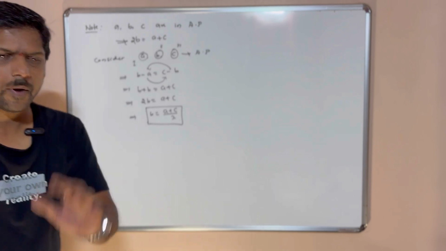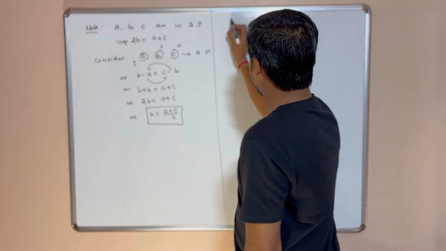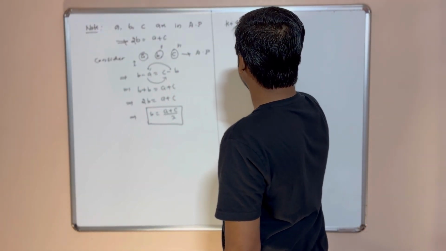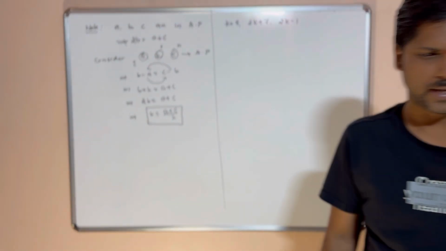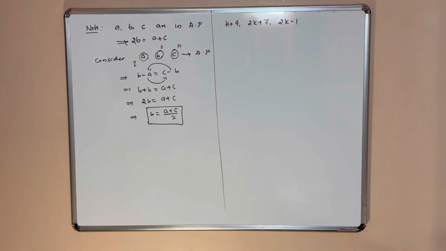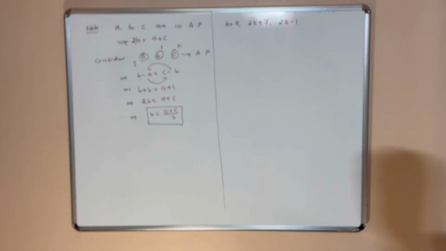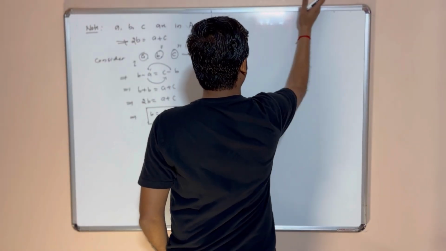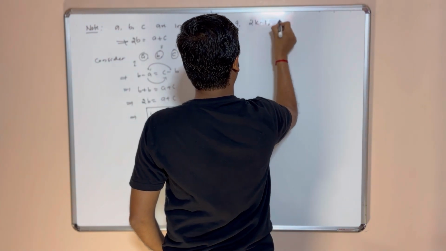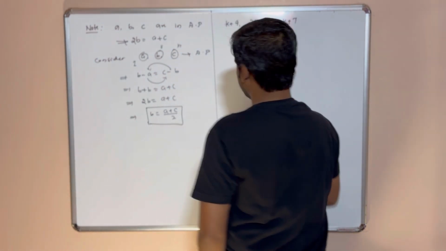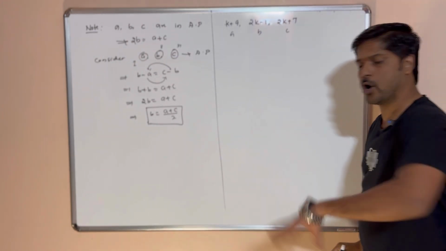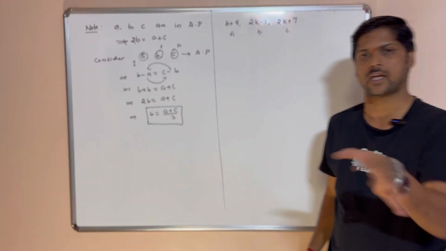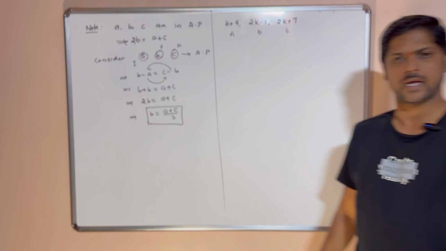Now in the previous example we did, what was there? 3 terms were given. That is k plus 9, 2k minus 1, 2k plus 7. Here, this is our A, this is our B, and this is our C. Now I am going to apply this formula, to check whether we get the same k value or not.